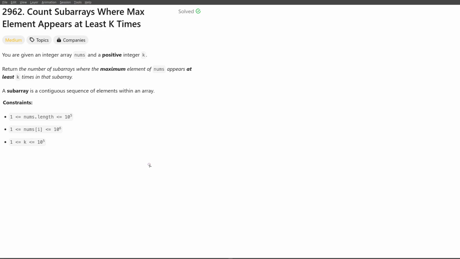Hello everyone, today we'll talk about the problem Count Subarrays Where Max Element Appears at Least K Times. We're given an integer array nums and a positive integer k, and we have to return the number of subarrays of the array nums where the maximum element of the whole array, not the subarray, appears at least k times. A subarray is of course a contiguous sequence of elements.